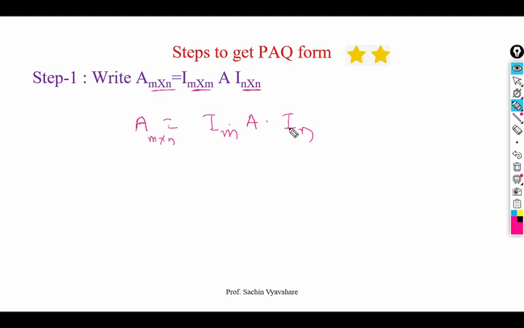Now, to get the PAQ form, the normal form, what are we going to do? We are going to apply row and column transformations on the LHS matrix so that this LHS becomes a normal form. This is the normal form.